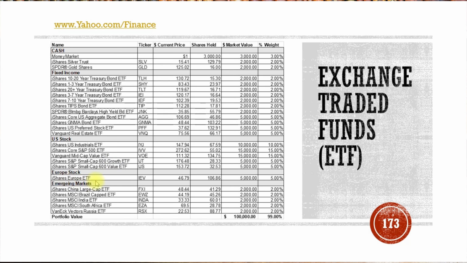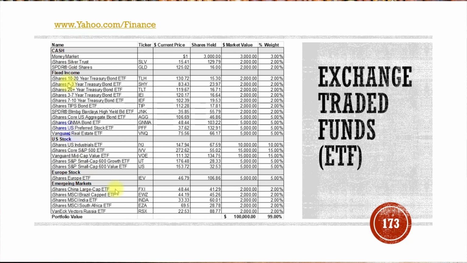The European ETF right here, IEV, contains the 350 largest stocks traded in the European Union. The following emerging market stocks will trade in China, Brazil, India, South Africa, and Russia. All these combined will give you a nice diversified portfolio.